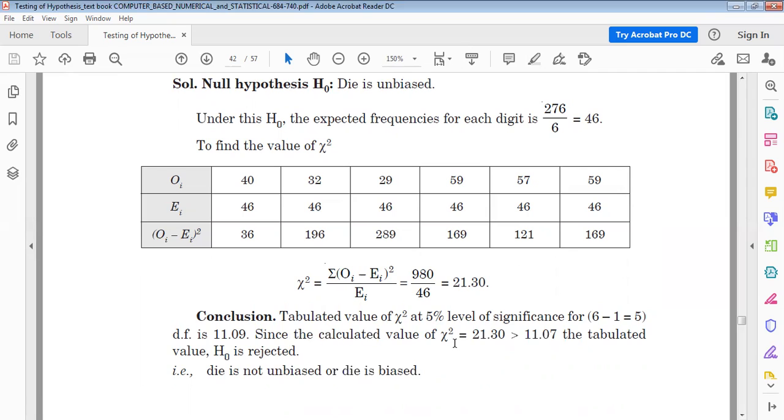So since the calculated value of chi-square is greater than the table value, the null hypothesis is rejected. That means the die is not unbiased, the die is biased. In games, some always get 6, some always get 1 this way. But if anyone expects 1, they do not get it, or maybe get it late.